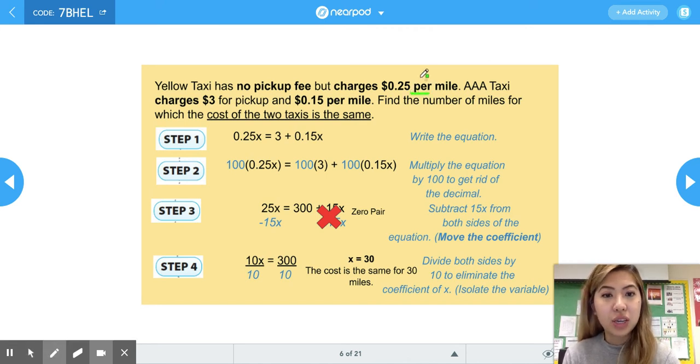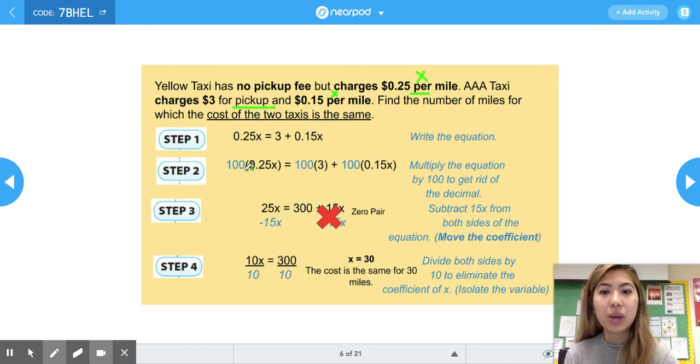And per is our keyword to tell us that 0.25 is our coefficient. And then since $3 is the initial fee, or the fee for the pickup, that's going to be our constant. And then we have 15 cents per mile, so that's going to be plus 0.15x. So now that we have our equation, we actually have to get rid of the decimals. As you can see, we have 0.25 and 0.15. So to do that, we have to multiply everything by 100, so both sides by 100.